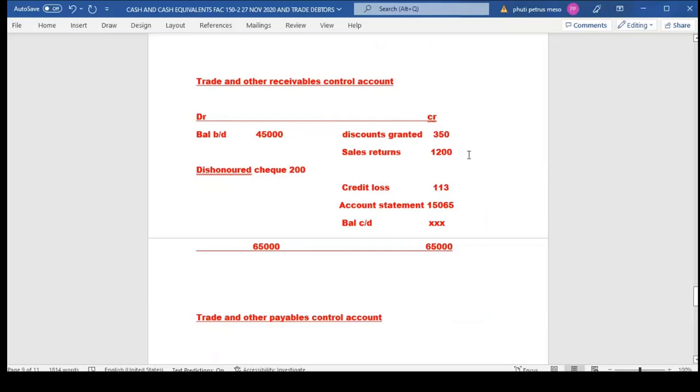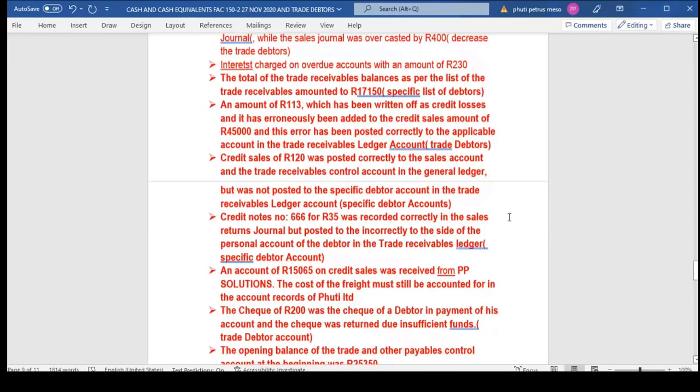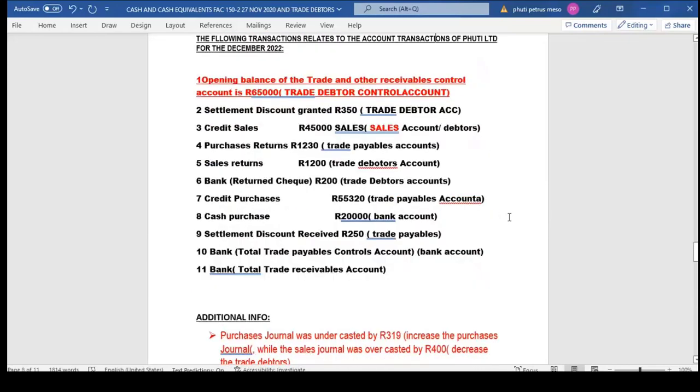Right, discount granted 350. Let's have a look at it. 350. Can you see it on top here? Note number 2. Yes. I think I made a mistake here. Opening balance on the trade and other receivables control account is 65. Yes, that's what I said. Made a mistake. Sorry.